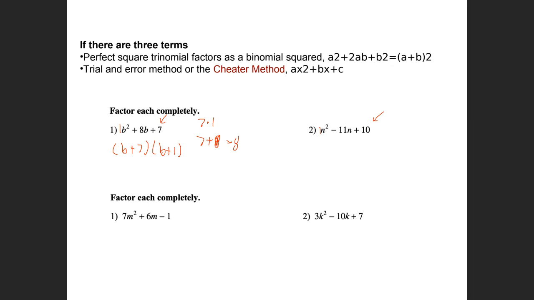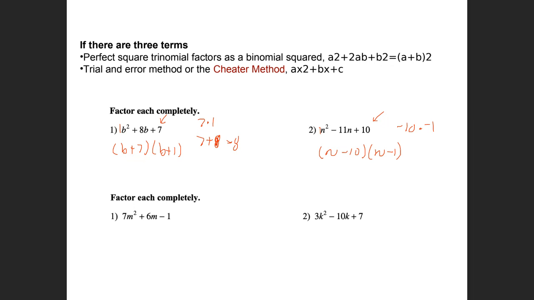Another one with the 1 in front. So what 2 numbers multiply to give me 10 and add up to negative 11? Well, negative 10 times negative 1 is positive 10. Negative 10 plus negative 1 is negative 11. Oh, sweet. So I've got n minus 10, n minus 1. That is how it factors down.